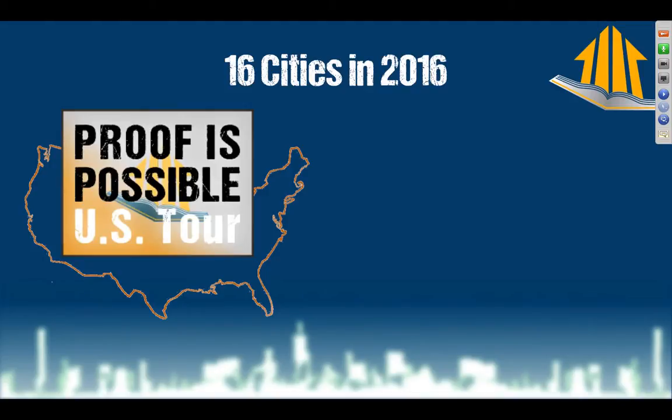So we needed it to be aerodynamic, we needed it to be fuel efficient, and we needed it to stand up to the earthquakes and hurricanes that it's going to go through every time we put it on the road. So the Proof is Possible tour is a crowd-sourced tour.